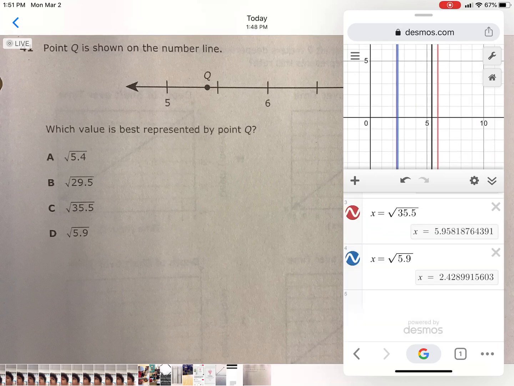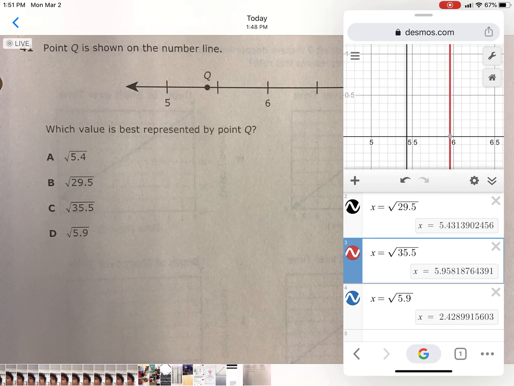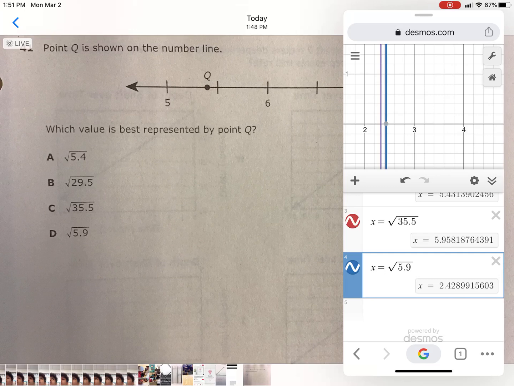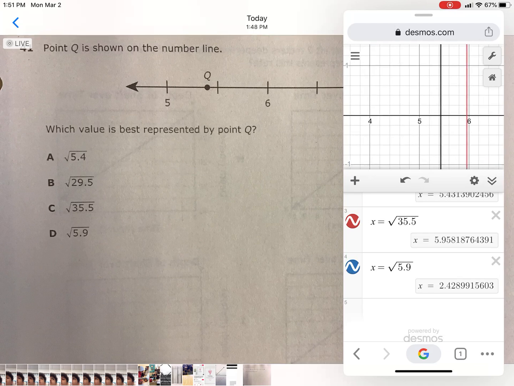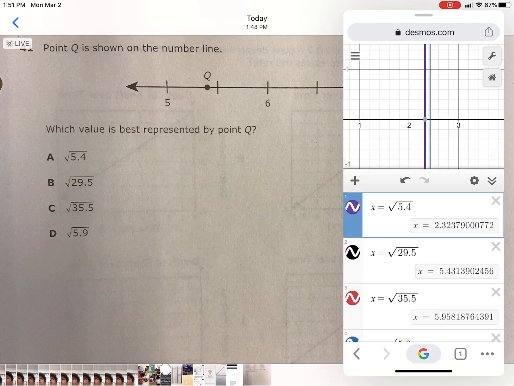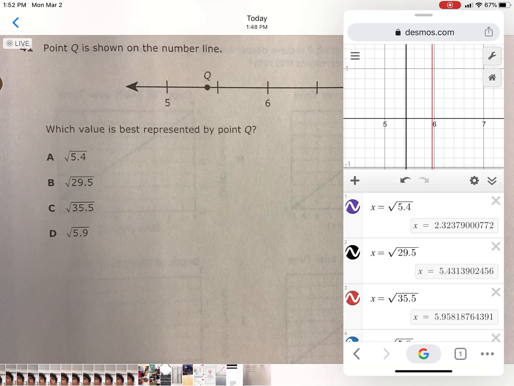Okay, so as you can see here, I can go ahead and zoom in to my values here. And over here, these values blue, so option D is out because it's not even in between 5 and 6. And point Q is in between 5 and 6. And then also, line purple, which is letter A, the square root of 5 4/10, is also out because that's in between 2 and 3, and we don't want that. We want the irrational number that's in between 5 and 6.